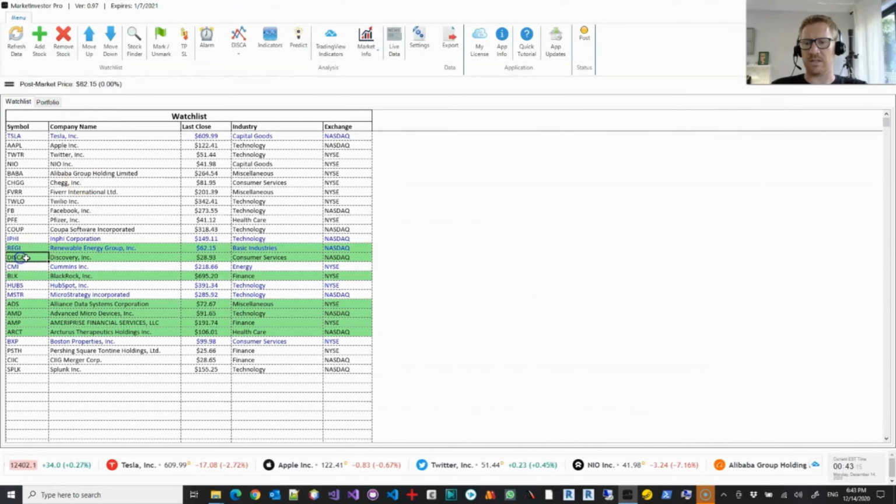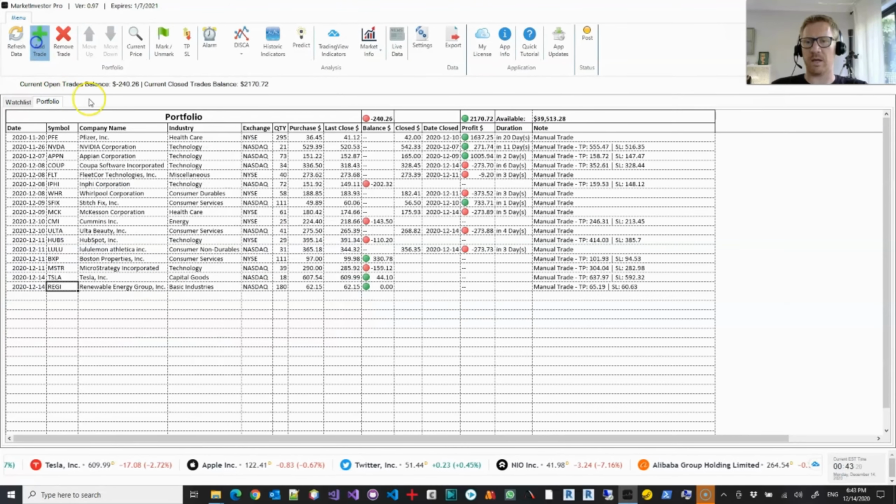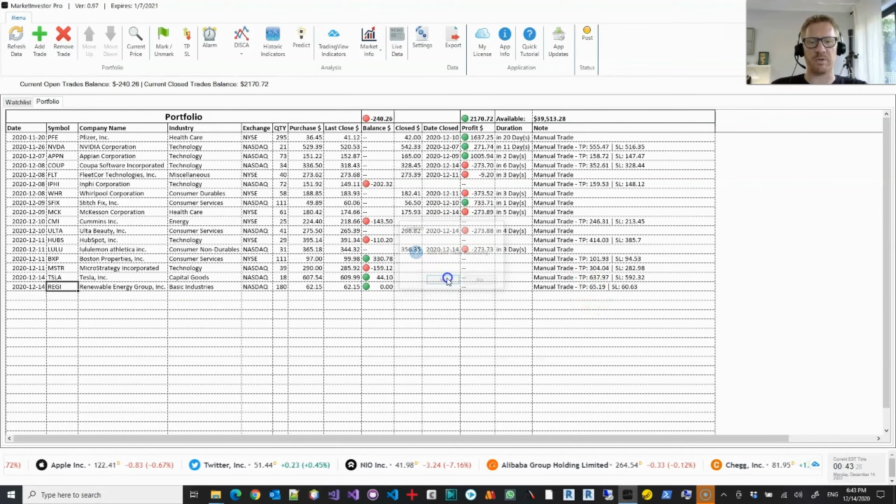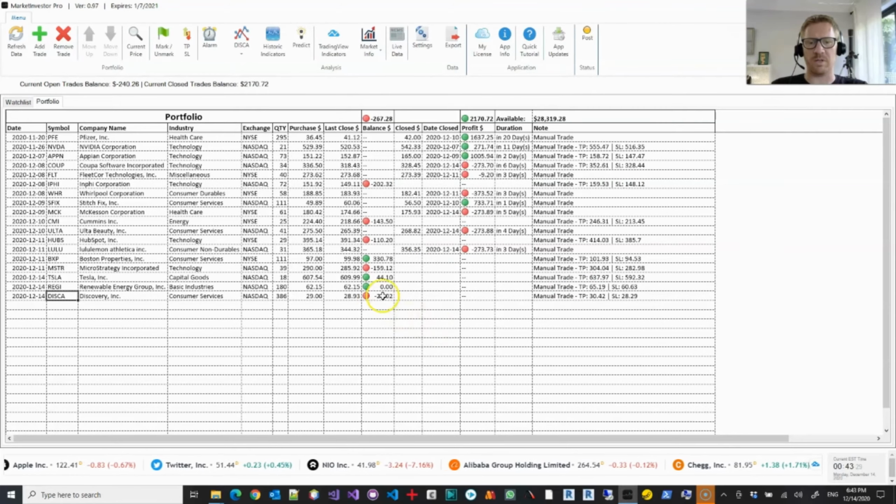Okay, and the same for Discovery. So we want to go into this one. I'm going to select it, go to add trade. We get the current market price, $29, and we record this trade. The position sizing happens automatically, of course. It shows a negative there.